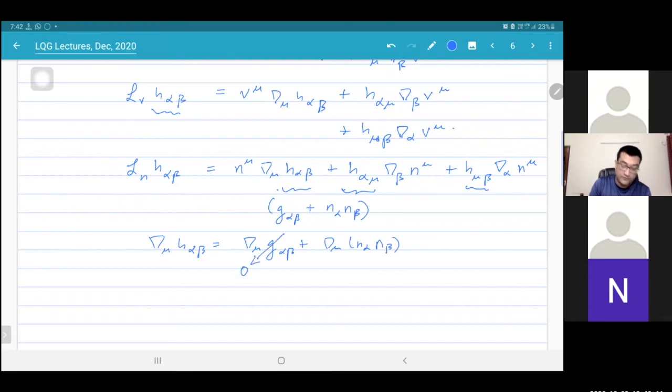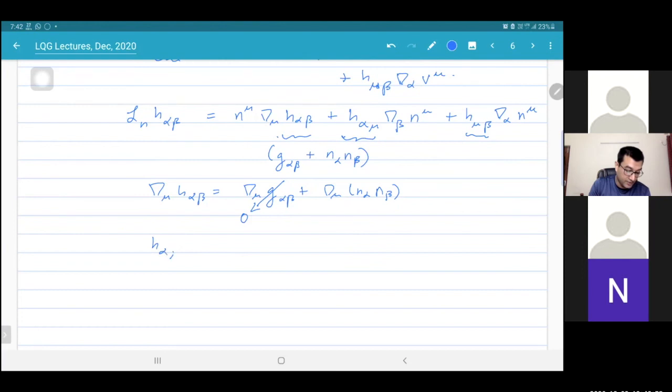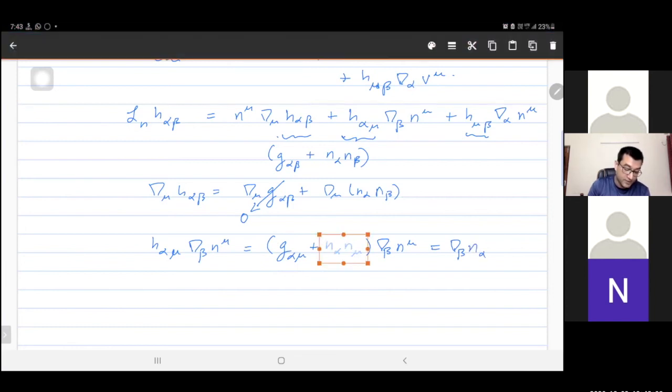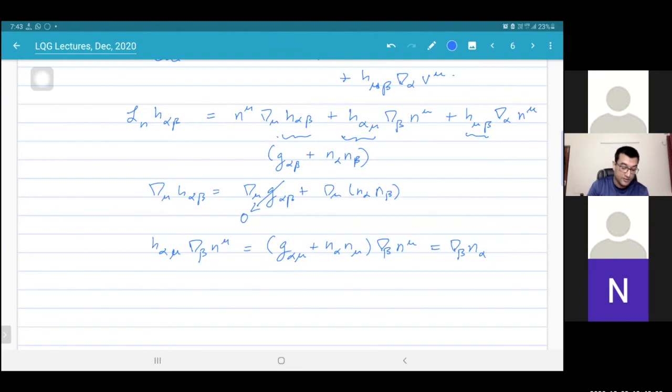But this term is zero, right? So all the derivatives of the four metric, they will vanish. Well, there's only one derivative from here. And then in terms of the form H_alpha mu del_beta N^mu, what will you get? G_alpha mu plus N_alpha N_mu times del_beta N^mu. What will this do? This will just lower the mu index. So I will get del_beta N_alpha. And what about this term? This term has N_mu del_beta N^mu. And we saw earlier that that is zero, right? So that term will give us zero. So we are just left with del_beta N_alpha.